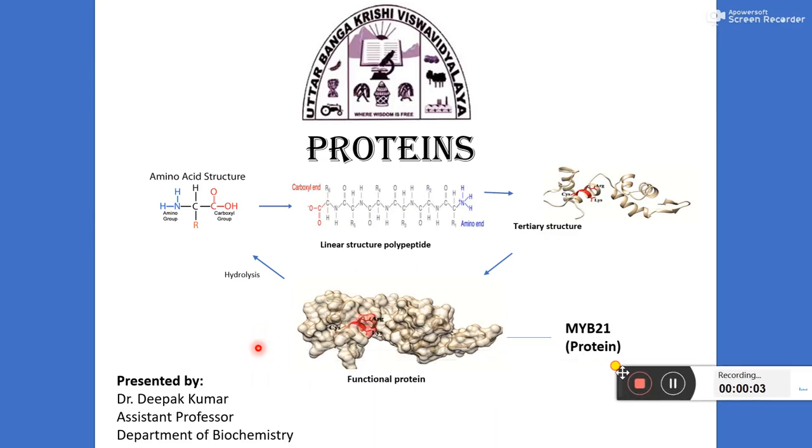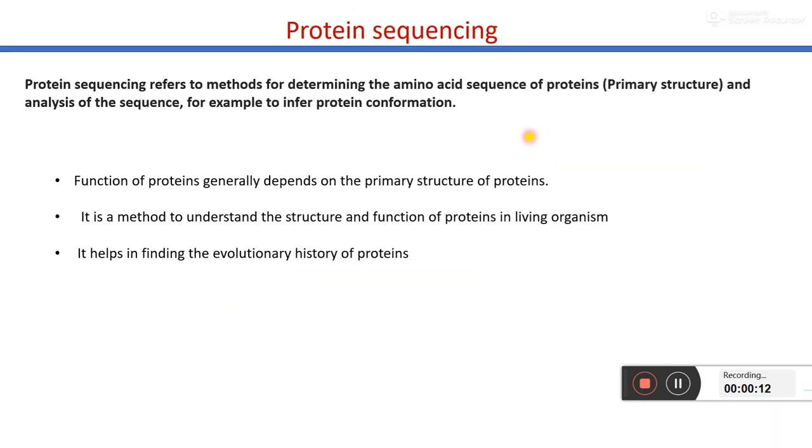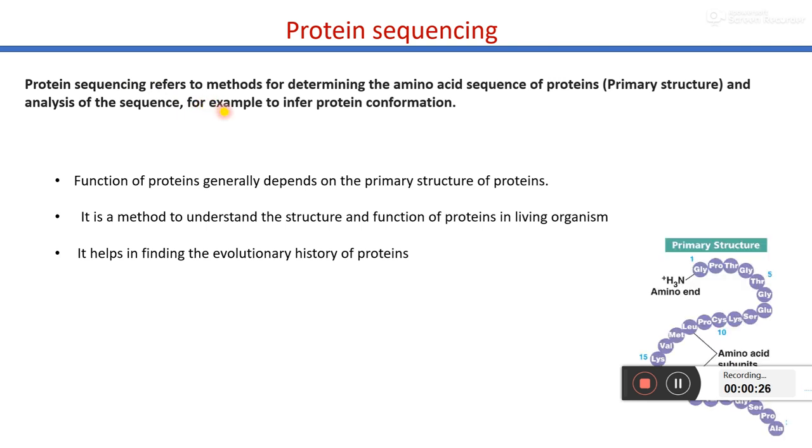Hello all of you. Today I would like to discuss protein sequencing, which can be simply defined as the determination of primary structure of proteins. Since the functional structure of protein generally depends on the primary structure of protein, it is very important to know the amino acid sequences in the primary structure of proteins. And the method through which we determine the amino acid sequence in the primary structure of protein is known as protein sequencing. It is a method to understand the structure and function of protein in living organisms.